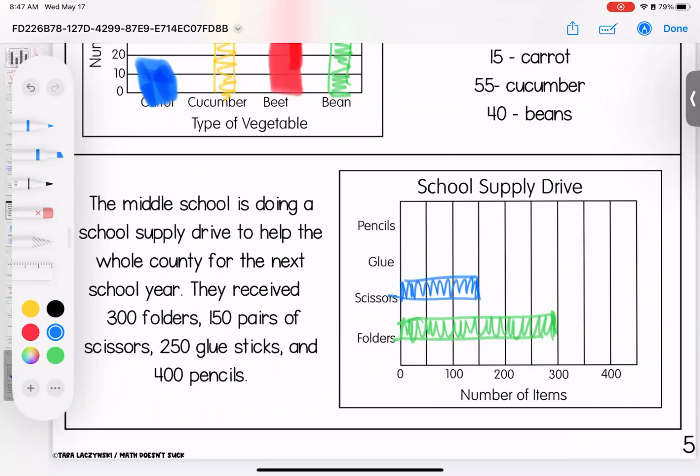I have 250 glue sticks. So coming out to, again, the middle line between 200 and 300. 250 glue sticks, and then 400 pencils. I need red coming out to here. 400 pencils.